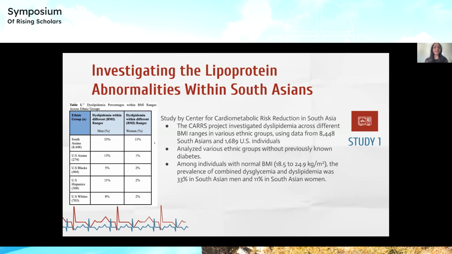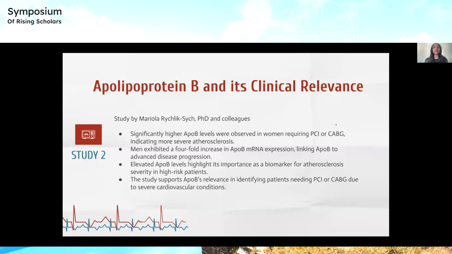In men, it is 33%, and in women, it is 11%. And you can see that compared to the other ethnic groups surveyed and tested on the screen, South Asians have extremely high dyslipidemia and combined dysglycemia, and this is what leads to that CAD and early onset that we see in this population. Now, investigating apolipoprotein B specifically, with its clinical relevance in regard to this problem.